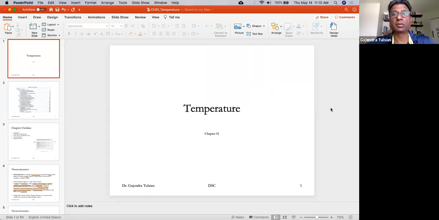So we'll cover this chapter today. This chapter is about temperature. Temperature, as you know, measures how hot an object is, and we'll make that definition even more technically correct.